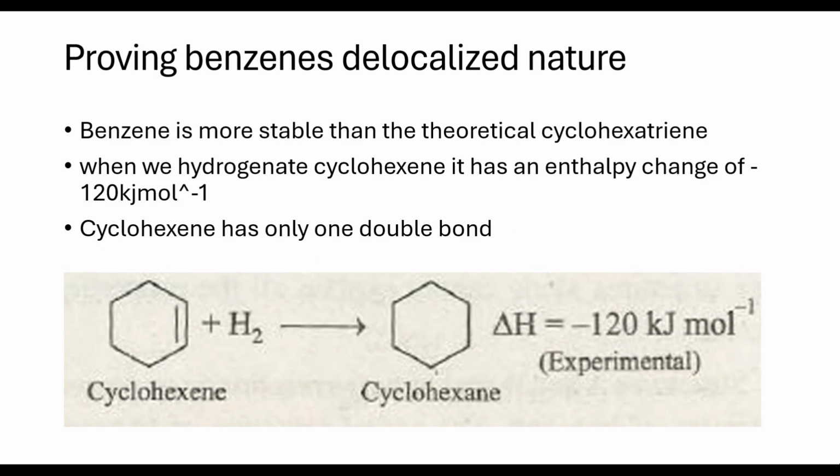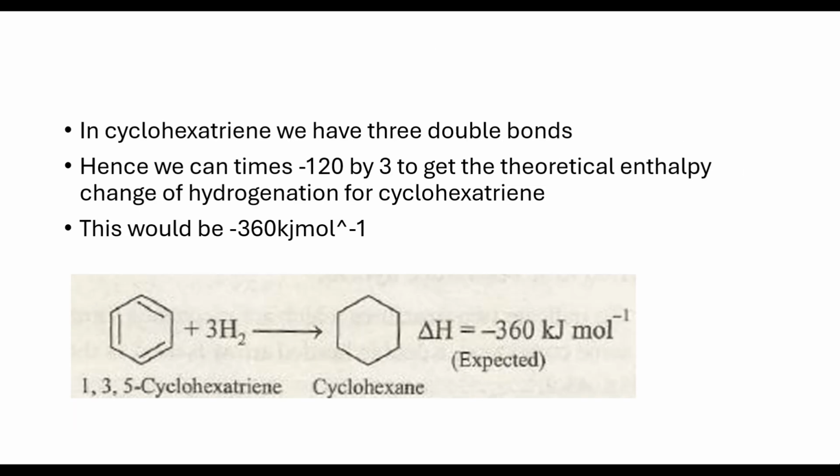When we hydrogenate cyclohexene, it has an enthalpy change of hydrogenation of minus 120 kilojoules per mole. Cyclohexene only has one double bond, so when we hydrogenate we get minus 120. For this theoretical cyclohexatriene, it's got three enes, three double bonds. So I need to times minus 120 by 3 to get what it's going to give me. Times it by 3, you get minus 360.